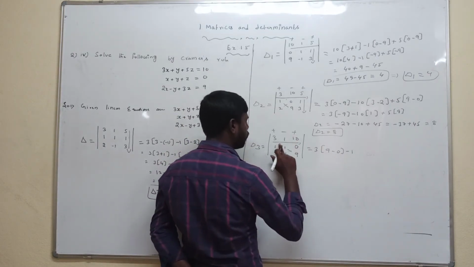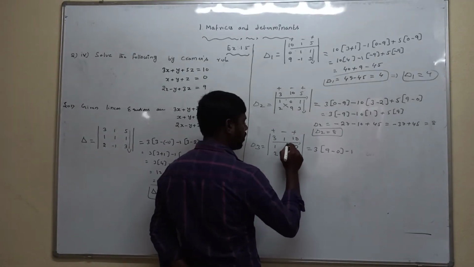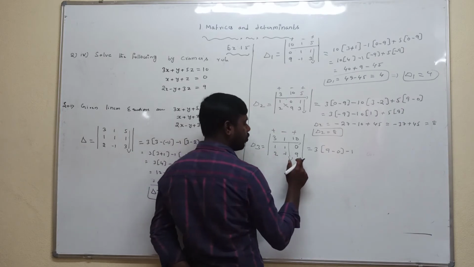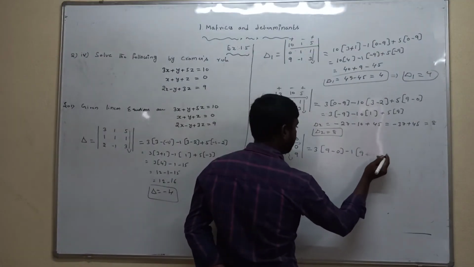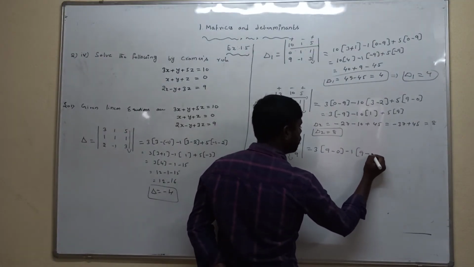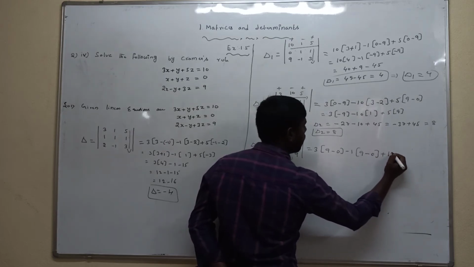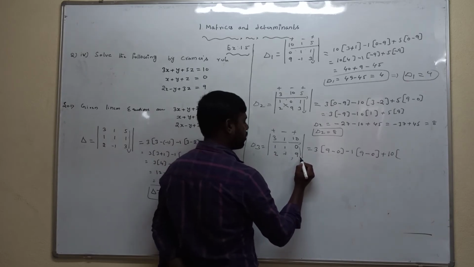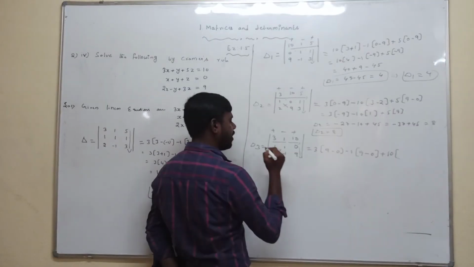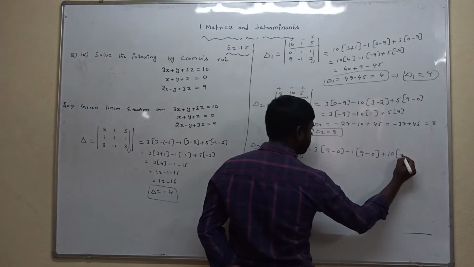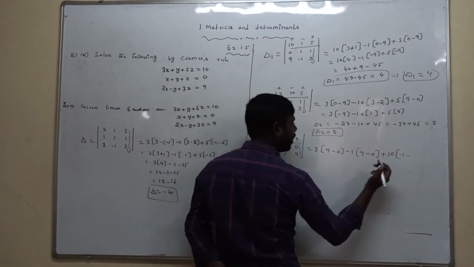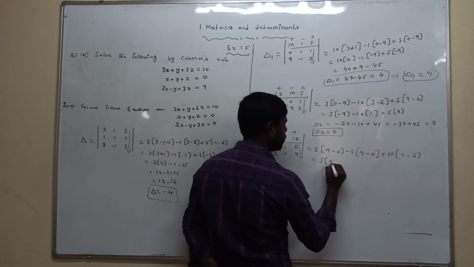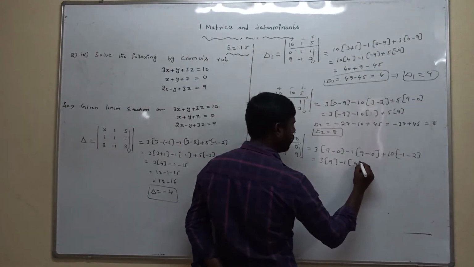Next is minus 1. Minus 1 present in the first row. Second columns are eliminated. Cross multiply with the left of the elements. 1 into 9, 9. Minus 2 into 0 is 0 only. Next element is plus 10. Plus 10 present in the first row. Third columns are eliminated. Cross multiply with the left of the elements. 1 into minus 1 is minus 1. 2 into 1 value is 2. Simplify this one. 9 minus 0 is 9. Minus 1, 9 minus 0 is 9 only.